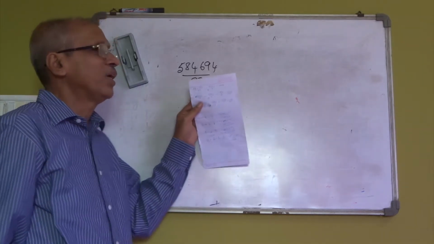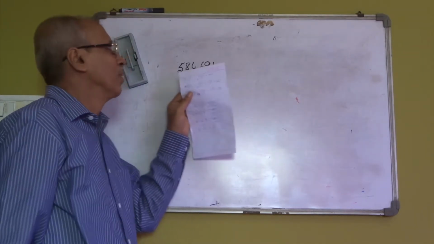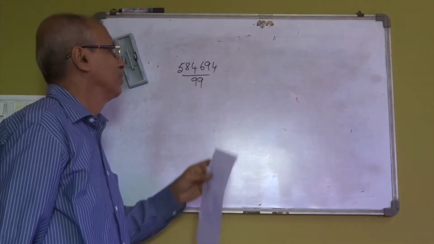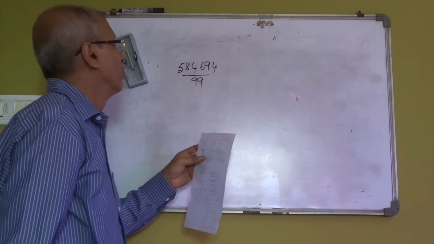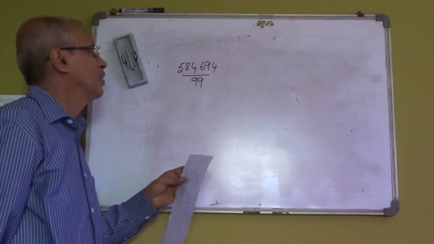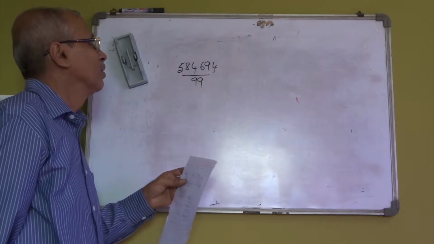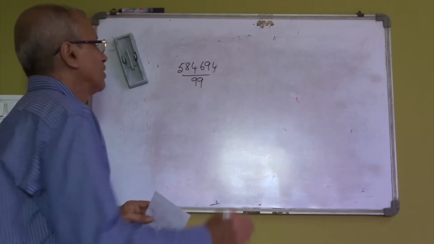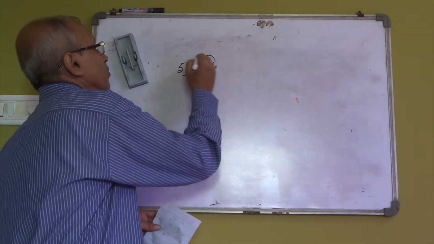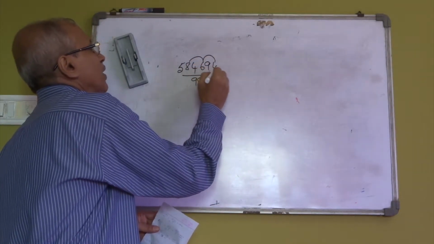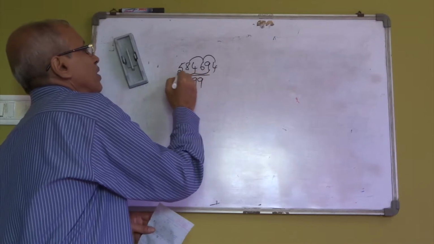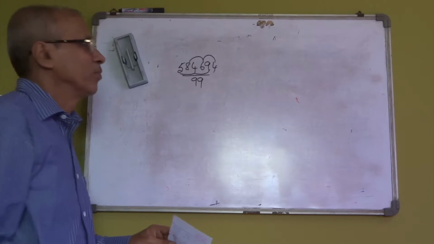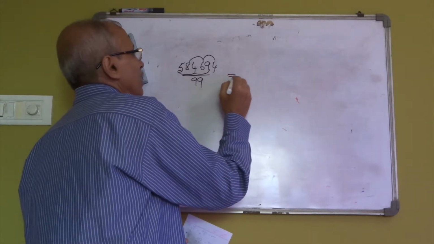Now the denominator is 99, that is 9 and 11. Now let us see the numerator. Add the digits. 5 plus 8, 13. 13 plus 4, 17. 23. 32, 36. It is a multiple of 9. Now let us see whether it is divisible by 11. 8 plus 6, 14, 18. 9 plus 4, 13, 18. So it is a multiple of 11 and 9. So first we will divide by 9, then 11.